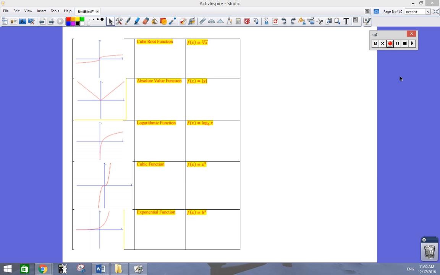This is just memorization. There's really nothing to explain here. This is in your skill packet. Boy, I forget which number. Maybe skill packet 2. This is your library of functions.